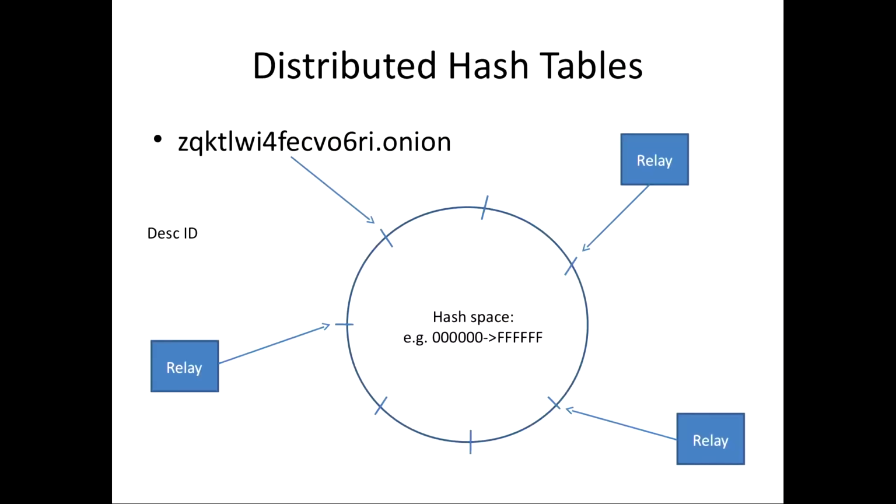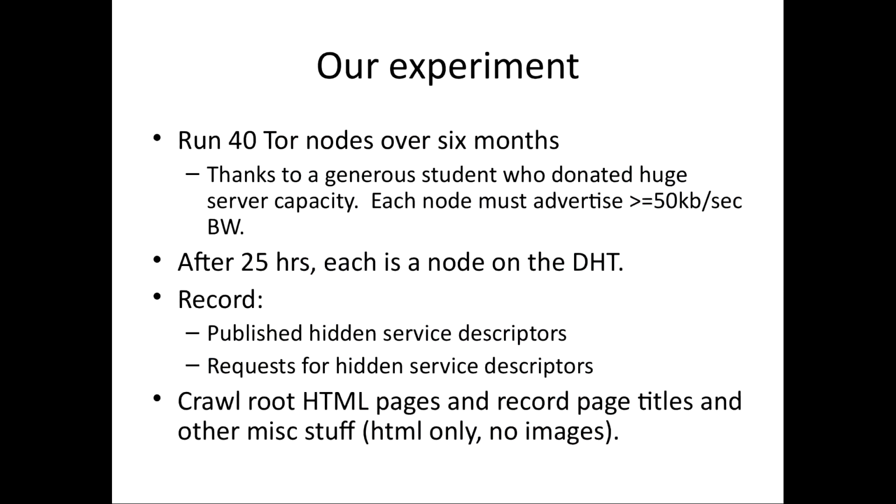One more point that will become important later: the position at which the hidden service appears on this circle changes every 24 hours. So it's not a fixed position every single day. So if we run 40 nodes over a long period of time, we will occupy positions within that distributed hash table, and we'll be able to collect publications and requests for hidden services that are located at that position inside the distributed hash table.